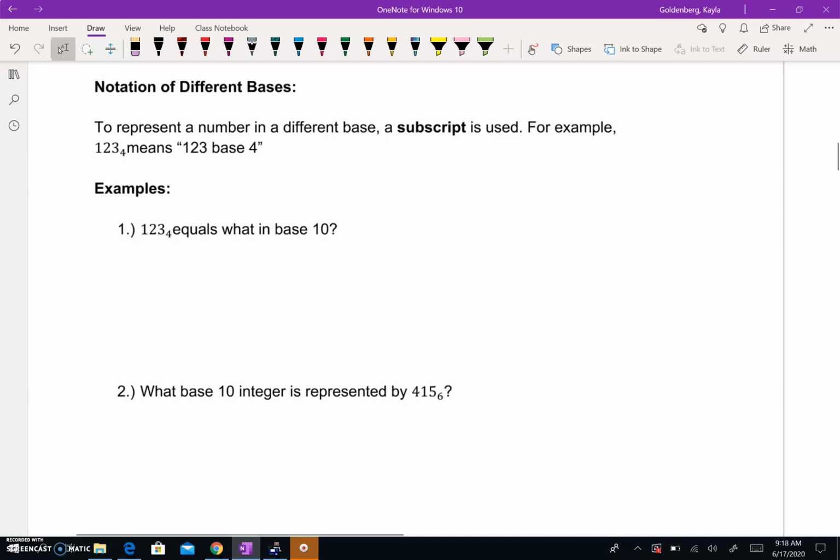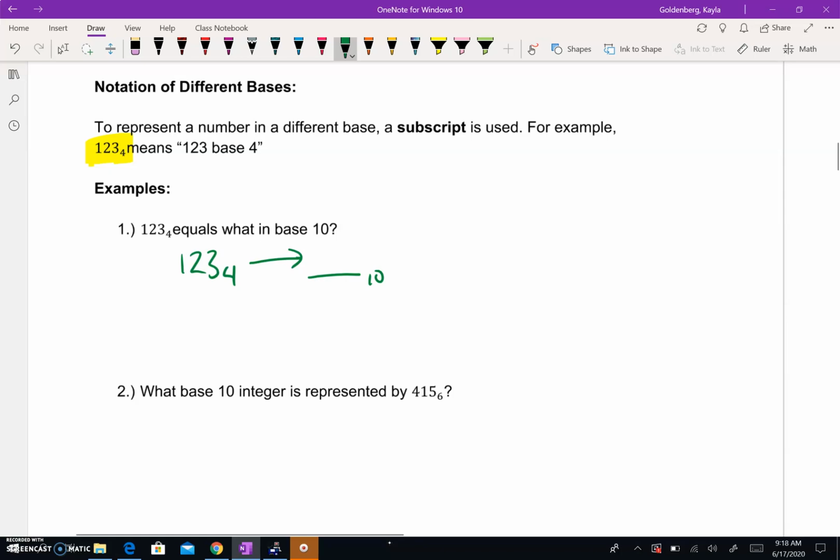So here's some notation on bases. To represent a number in a different base, a subscript is used. So I might say 123 base 4, but it would be noted like this. So here's kind of what it looks like. We might say that this is 123 base 4, which is the same thing as something in base 10, right? And we're looking for what the base 10 number would be.